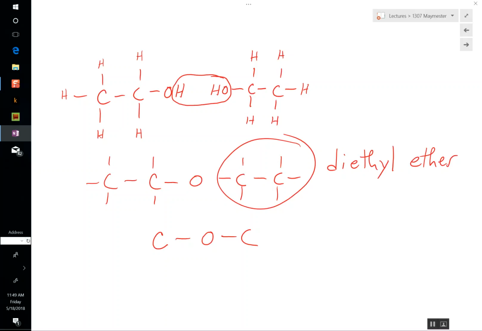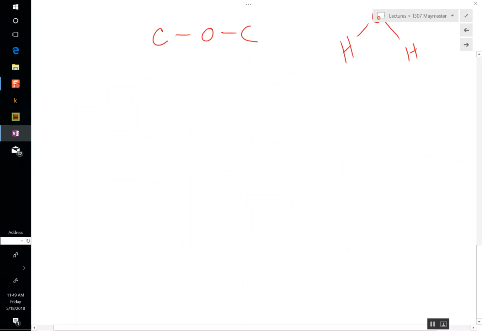Yes? So then the oxygen only has two bonds? Yeah, the oxygen only has two bonds. Look at water. Oxygen only has two bonds. It's not like carbon. This goes back to 1305. There's carbon, four valence electrons. Here's oxygen, 6 valence electrons. It only wants 2 more. Then it has 8. It doesn't get 4 bonds around it.